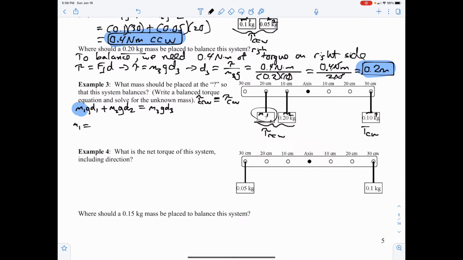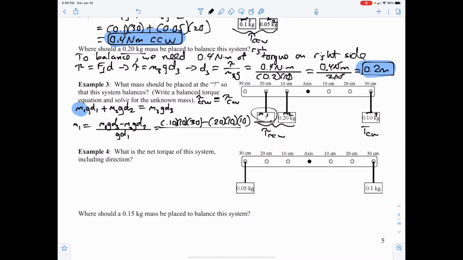And mass 1 will be M3 g D3 minus M2 g D2 over g D1. So mass 3, we have 0.1 times g is 10 times D3 is 30. Again, I'm going to leave it all in centimeters because the unit of centimeters will cancel, so it's fine. Minus M2, which is 0.20 times 10 times, that one would be 10 centimeters from the axis of rotation.